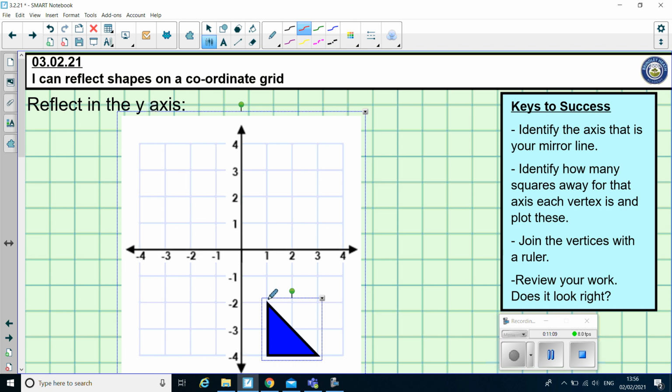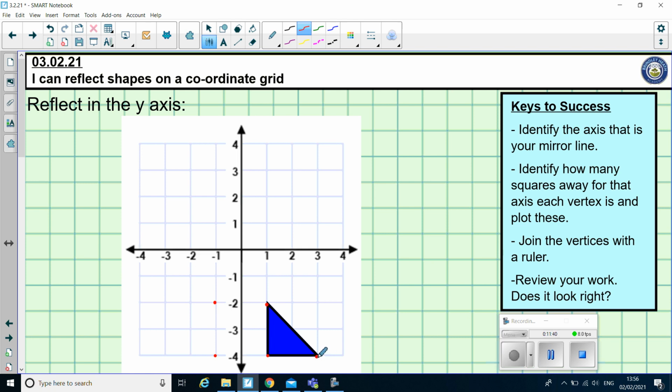Okay then, year 6. Once again, we were reflecting the shape in the y-axis. So I'm going to start with this top corner. I'm going to leave 1 square, because there is 1 square here. So I'm going to leave 1 square on the other side, and that first vertex is going to go here. Next, I'm going to deal with this bottom corner. Again, there's 1 square between the shape and the axis, so I need 1 square between the shape and the axis. So that bottom corner is going to go there.